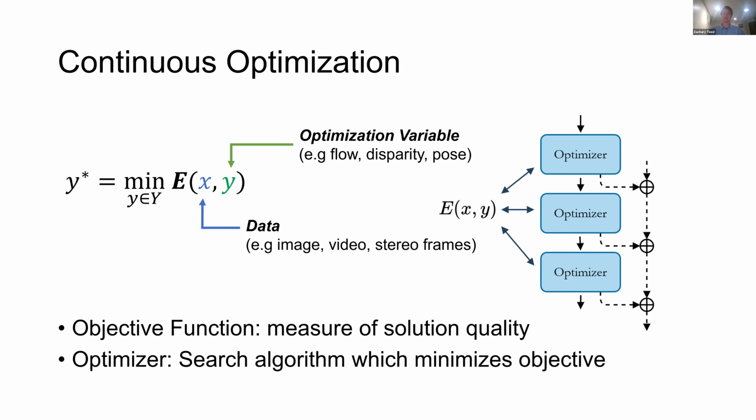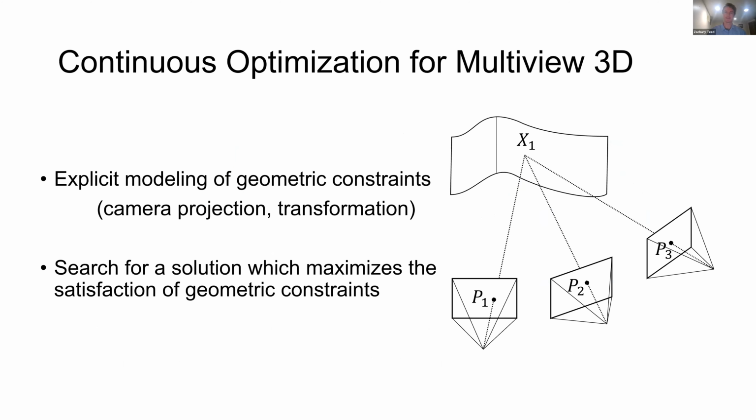But it's basically important that this optimizer has some history of the variable it's trying to optimize over. And this is a really effective strategy for multiview 3D, because it allows us to explicitly model geometric constraints.